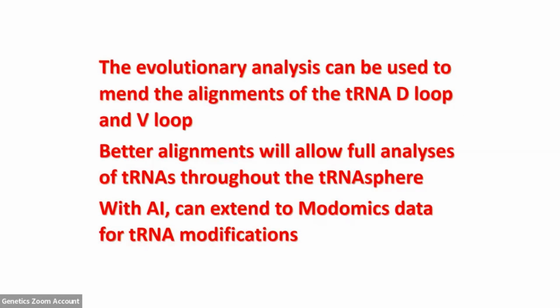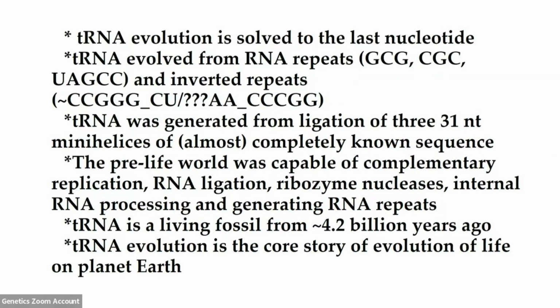The evolutionary analysis can be used to mend the alignments of the tRNA D loop. These are not too bad the way they're currently devised, but they could be improved, and also the D loop. These are not good and they need revision. Better alignments will allow full analysis of tRNAs through the tRNA sphere, so all the tRNAs in the database at least. And with AI to insert missing data, you can extend tRNA modification data, and that would be another potential advance. So I think what I'm telling you is enabling.